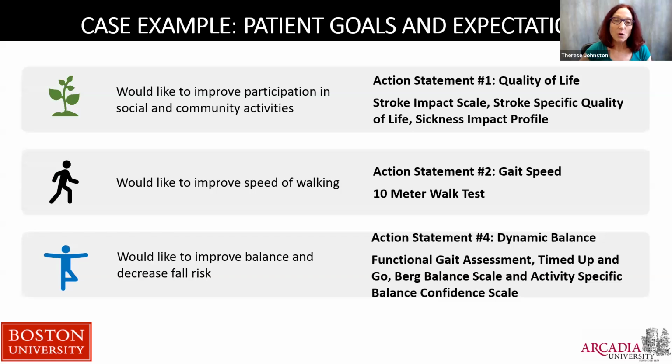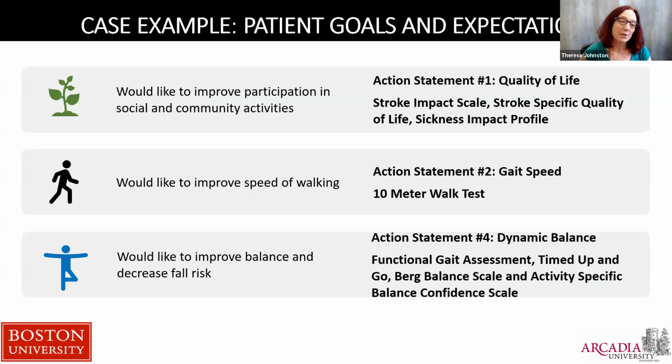So we can take each of these goals and look at them in terms of the action statements in the CPG, as well as the outcome measures that were used and thus recommended for each specific outcome. So we look at goal number 1, which the patient would like to improve participation in social and community activities. So we can look at action statement 1 on quality of life. And looking at our key outcome measures, we can choose one that's specific to stroke or the sickness impact profile. And the choice of these may depend on the patient's specific goals, so looking at the questions in each scale to determine what might be the best for that person.